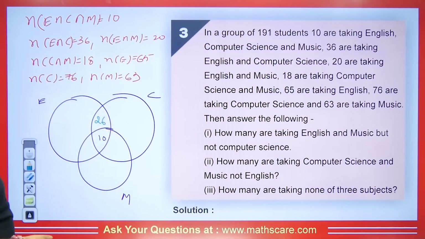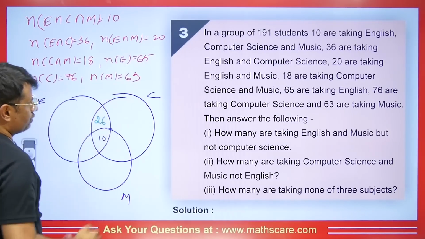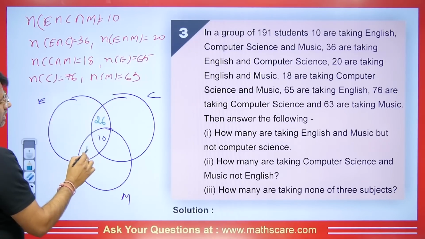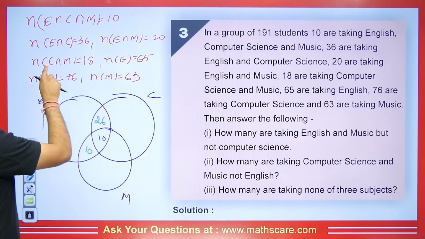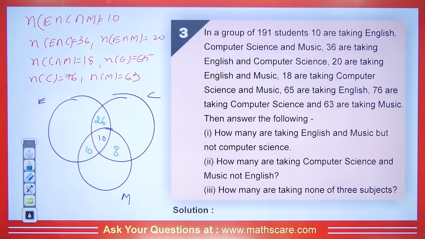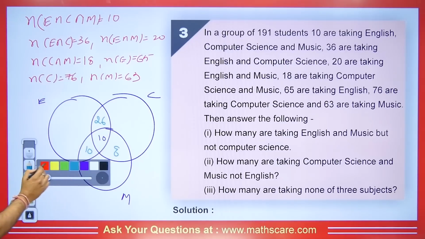For English and music, 20 students are studying English and music. 10 are already included, so the remaining will be 10 students. Next, for computer science and music, 18 students are studying. 8 will come here since 10 are already included in the overlap. Now we will move ahead to this part.